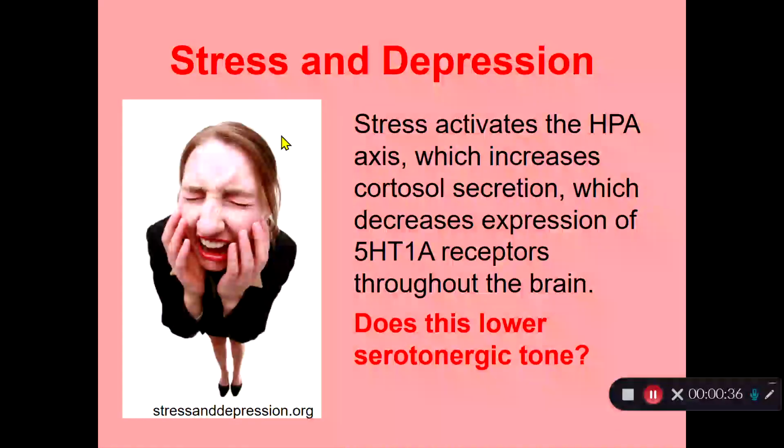We ended off Part 1 by discussing the relationship between stress and depression and its possible mediation through the serotonergic nervous system. We noted that stress activates the HPA axis, which increases cortisol secretion, which decreases expression of 5-HT1A receptors throughout the brain. So we established a link between stress and cortisol and the serotonergic nervous system. But do these changes lower serotonergic tone?